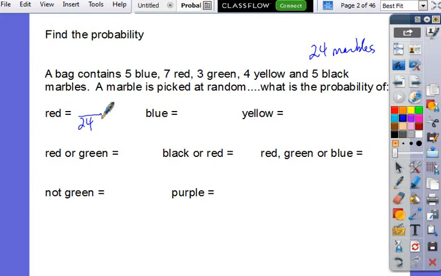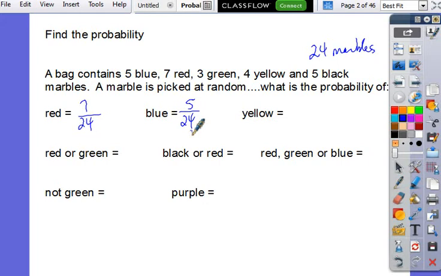Then you would go back and say red. Well, there are 7 reds out of 24. Things that work go on the top, and the total number of choices goes on the bottom. This part should be super easy. If I went to the blue ones, I would say 5 things work out of 24. Always check to see if they can be simplified. In this case, neither one can.